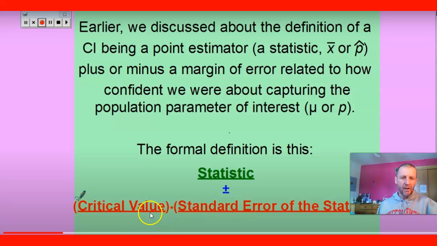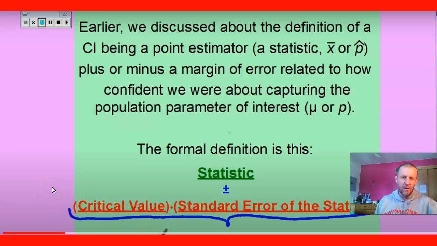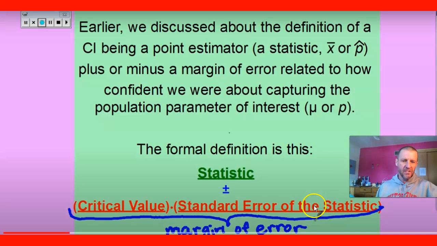The margin of error, you can't just say, hey, you know what, I'm going to go plus or minus 3. I'm going to go plus or minus 5. That margin of error is actually made up of two things. One is called the critical value. One is called the standard error of the statistic. Both of those will be familiar. We're going to put them together.